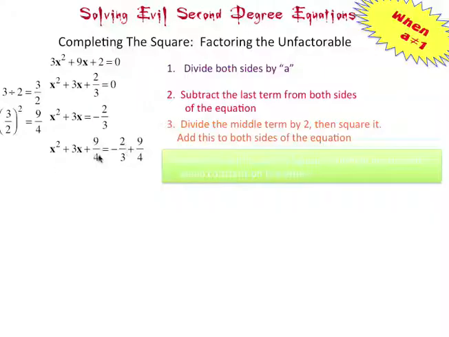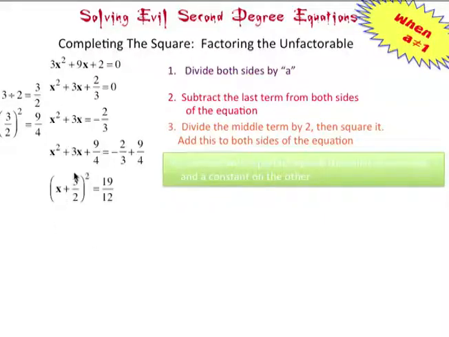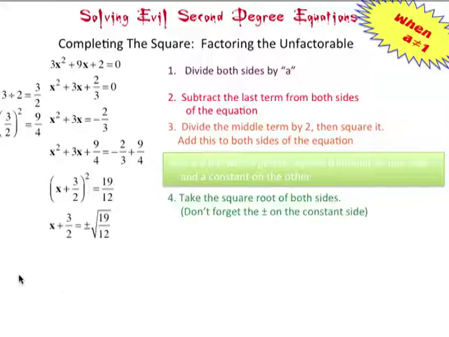So I'm going to factor my perfect square trinomial. So square root of the first term, this sign, and the square root of the last term, which is going to be 3 halves. So we end up with x plus 3 over 2 all squared is equal to 19 over 12. And then I'm going to take the square root of both sides. And when we do that, we just have to remember to put the plus and minus in front of the square root of 19 over 12. Okay, so x plus 3 over 2 is equal to plus or minus the square root of 19 over 12.